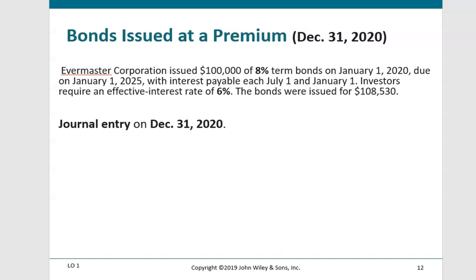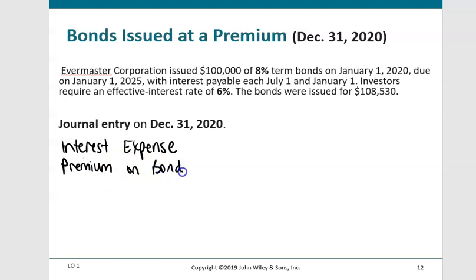On December 31st, we need our adjusting entry for the accrued interest. Again, we have our interest expense debit. Again, we're going to amortize the premium. We amortize or reduce the premium with a debit to premium on bonds payable. And we credit interest payable, because we're going to pay the cash tomorrow, so at the balance sheet date we need to credit interest payable.